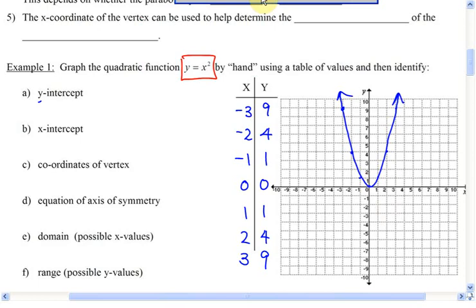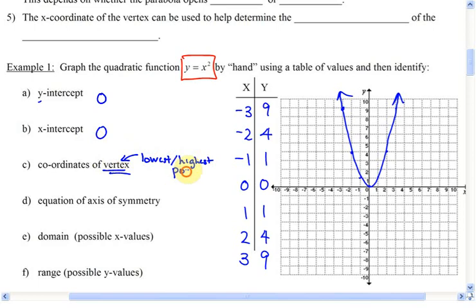Now, anyone want to help me with the next part? What's the y-intercept? 0. Good. The y-intercept where it crosses the y-axis, it's 0. What's the x-intercept in this case? Also 0. Yeah, just so happened to be that way. If I asked you to tell me the coordinates of the vertex, remember the vertex is that lowest or highest point. So yeah, 0, 0 in this case.